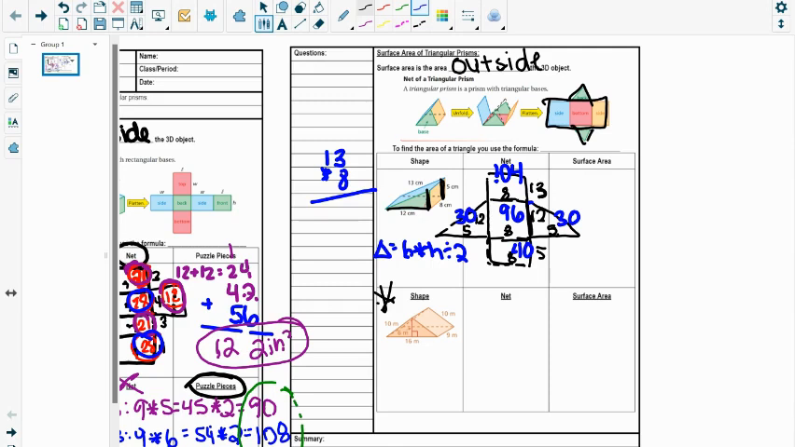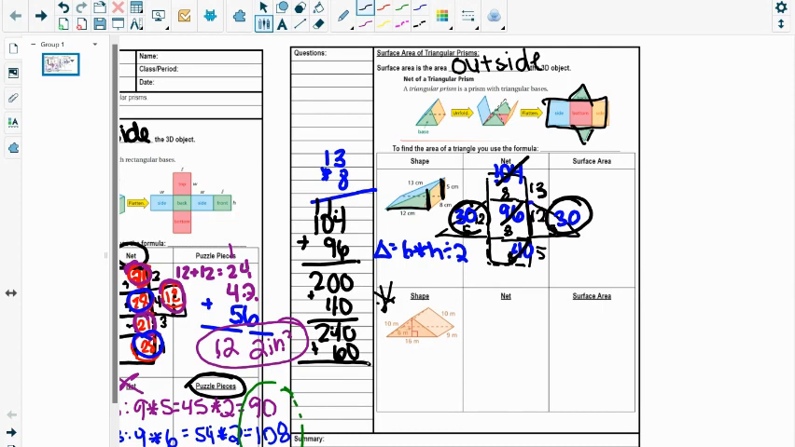Last step, I just have to add all of those up. So I'm going to group them together. I'm going to add 104 plus 96 to get 200. So I got my 104, got my 96. Now I have my 40, which is 240. I'm going to group together my 30s to make a 60. Add that together, and that's going to give me 300. So our final answer here is going to be 300 centimeters squared.